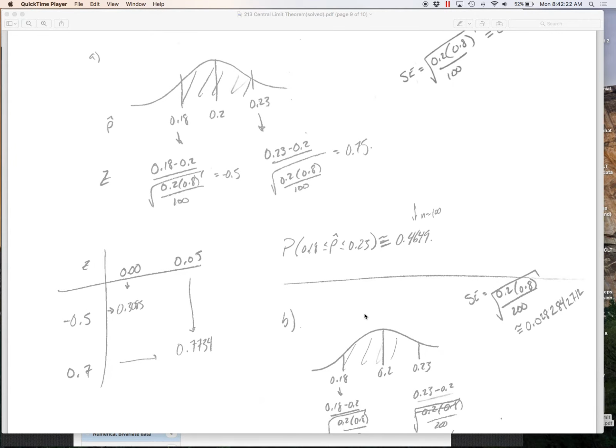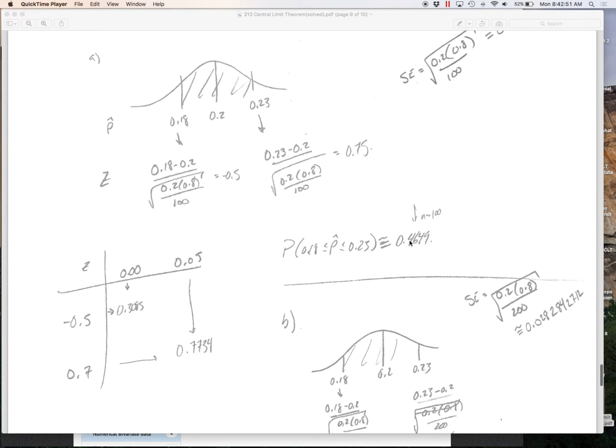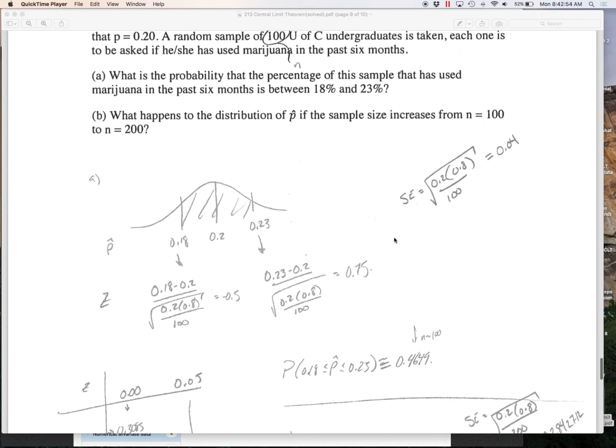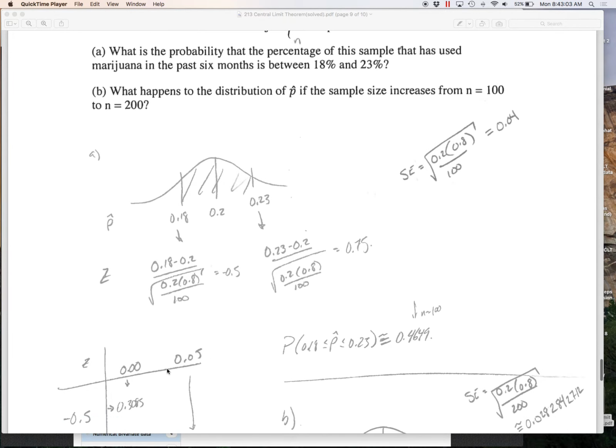If you go to your z-table, of course, you can find these two values. This first value is in the row negative 0.5, where it corresponds to 0.00, because I've got just negative 0.5, and I find this area. I also find this area by going to 0.7 and 0.05. That's going to give me 0.75, and I get this area. The difference between these two areas, of course, is this. So the probability that my sample will range between 18 and 23%, well, it looks like there is about a 46% chance that that happens. So there's using the z-scores.